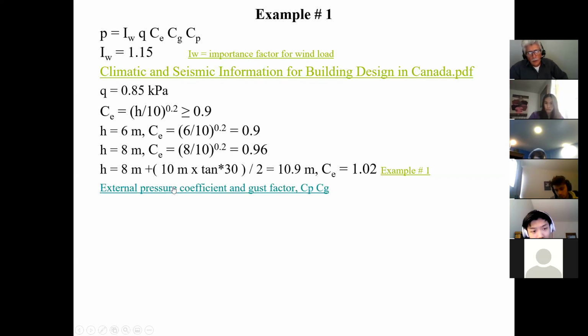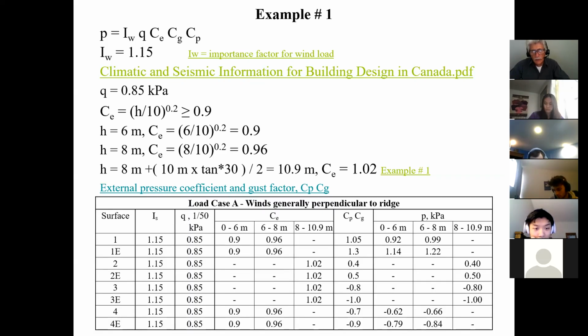Now, where do I find the values of CP and CG? Well, I simply go, okay. Now, what I like to do is this, guys, and I suggest you do the same thing when you're doing your assignments and when you're doing the test: set up a table. This is what I do. This is the way I set up the table.